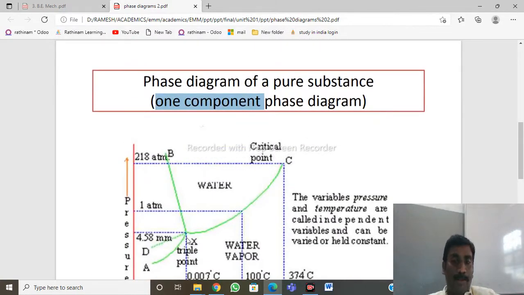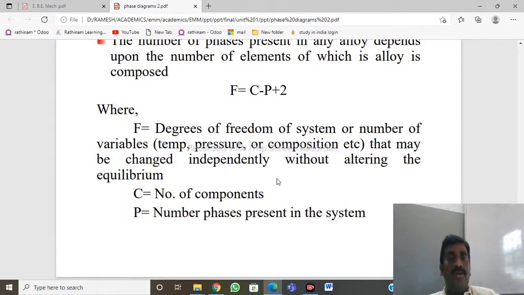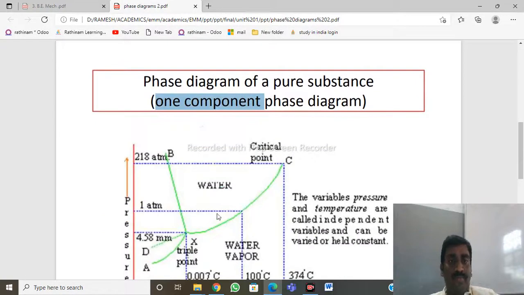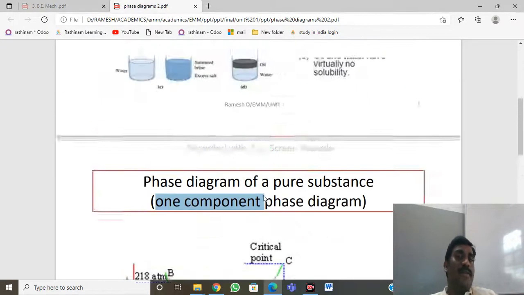For the triple point, the number of degrees of freedom is 0. For this line, the number of degrees of freedom is 1. It is a unary system. Likewise, we are going to apply this Gibbs phase rule wherever it is possible and wherever we need. By applying this Gibbs phase rule, we are able to identify how many degrees of freedom there are in the system.